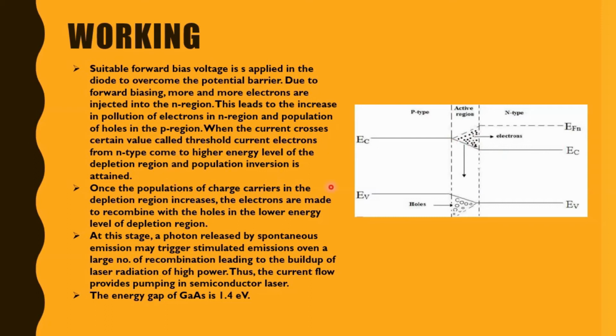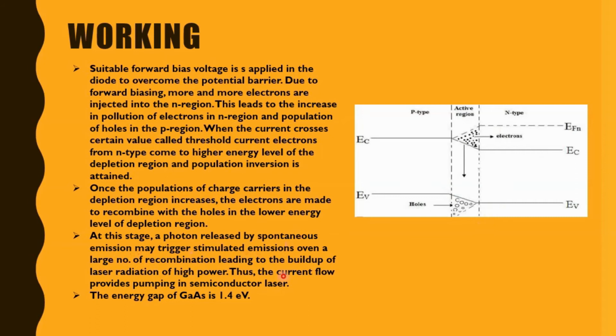Now, once the population of charge carriers in the depletion region increases, the electrons are made to recombine with the holes in the lower energy level. That means this is the lower region where recombination happens. At this stage, a photon released by spontaneous emission may trigger stimulated emission over a large number of recombinations, leading to the buildup of laser radiation of higher power. Thus, the current flow provides pumping in the semiconductor laser.